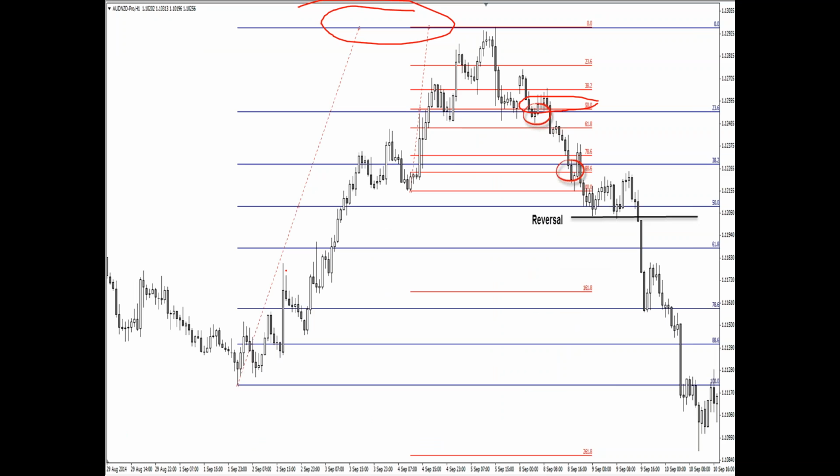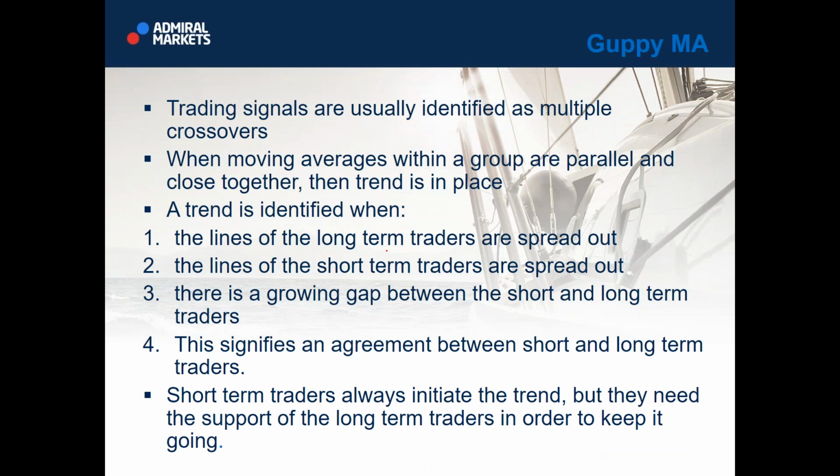Now, we will move to Gappy MA. So trading signals are usually identified as multiple crossovers. Okay, so Gappy are a combination of moving average, which can give us a trend. A trend is identified when the lines of the long-term traders are spread out, the lines of the short-term traders are spread out, and there is a growing gap between the short and long-term traders. This signifies an agreement between short and long-term traders. Short-term traders always initiate a trend, but they need the support of the long-term traders in order to keep it going.